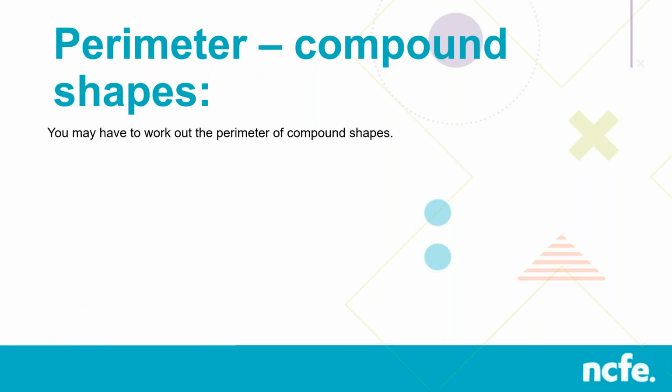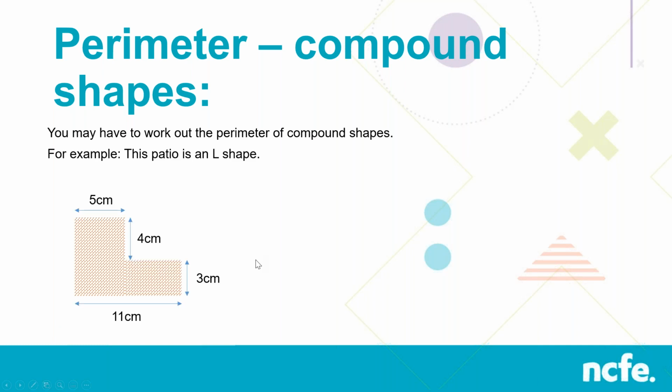You may have to work out the perimeter of compound shapes. For example, this patio is an L shape. Not all of the lengths are shown on this diagram, so the first step is to work out what those lengths would be.